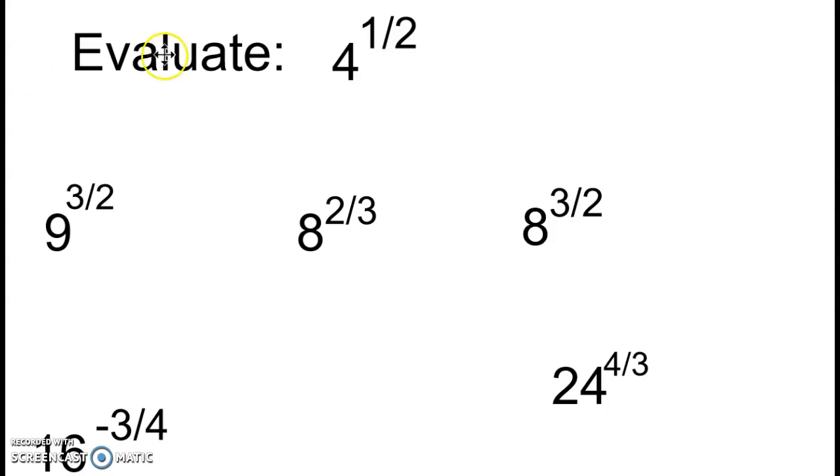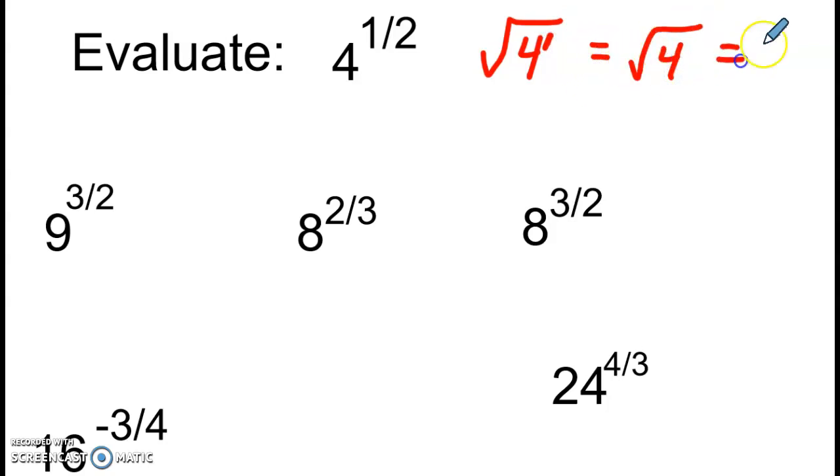But 4 to the 1/2, the denominator means the root. So this is the square root of 4, and the numerator is the exponent. This is the square root of 4 to the 1, which we would, of course, just say the square root of 4. 4 to the 1/2 is 2. Okay, so look at the rest of these.